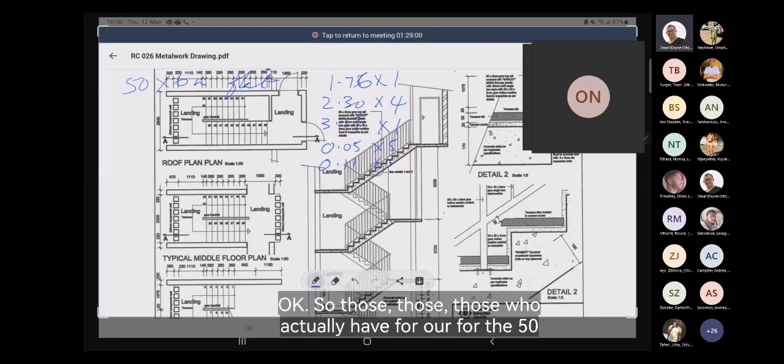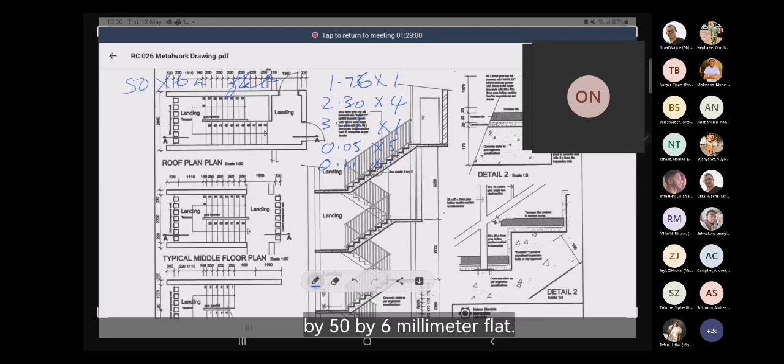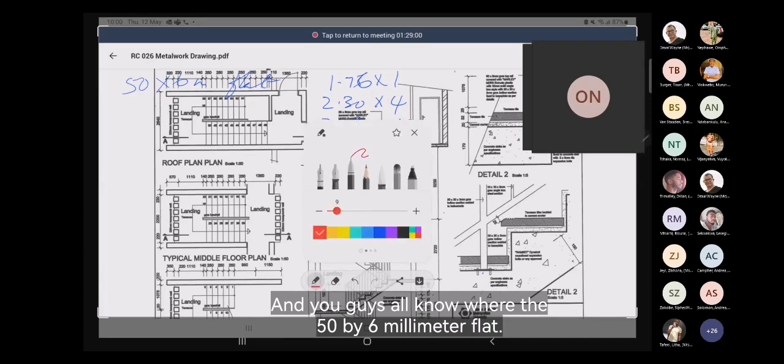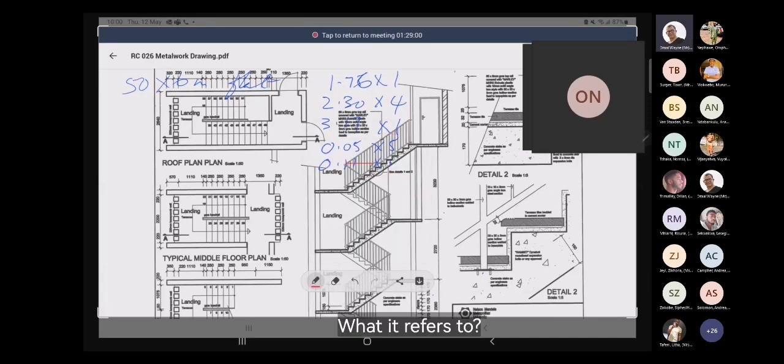Okay, so those were what you will have for the 50 by 6 millimeter flat. And you all know what the 50 by 6 millimeter flat refers to. It refers to that. 50 by 6 millimeter flat.